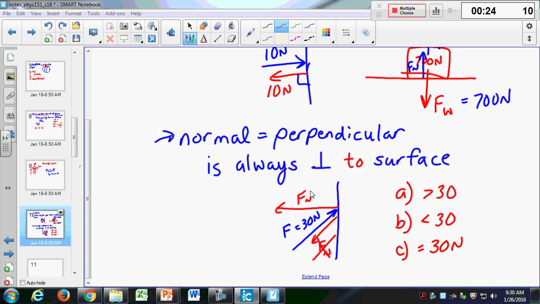Is it greater than 30 newtons, less than 30 newtons, or equal to 30 newtons? Again, feel free to ask your neighbor. About half the class has the correct answer. So if you ask 3 to 4 people, you should get the correct answer for one of them.